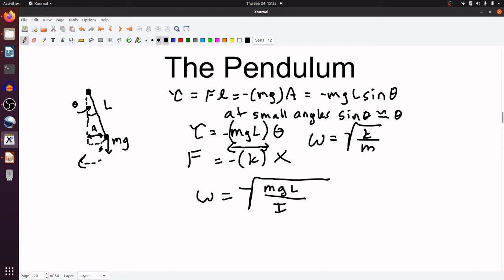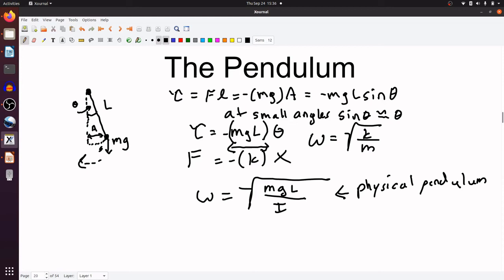This isn't really a true proof. Honestly, I think the proof involves some partial differential equations to actually prove this, but it's just kind of a thought experiment to get to the equation. So omega is equal to the square root of mgl over I. This is for something generally called a physical pendulum.